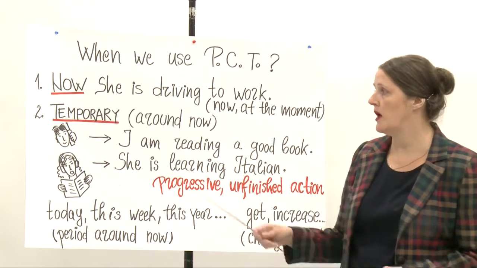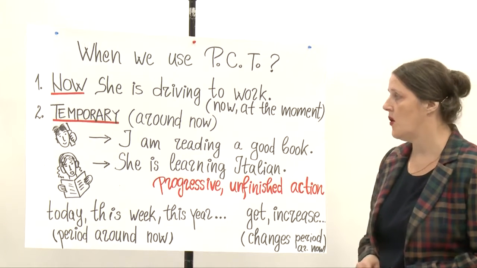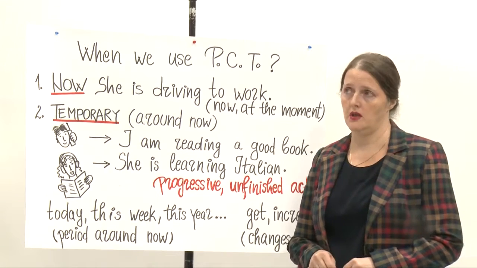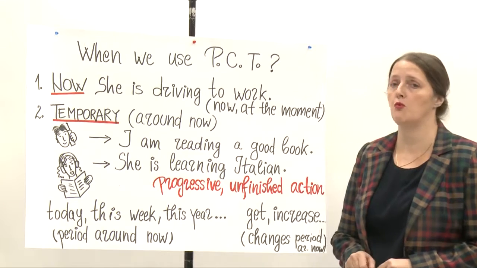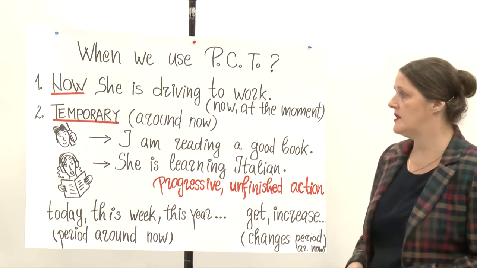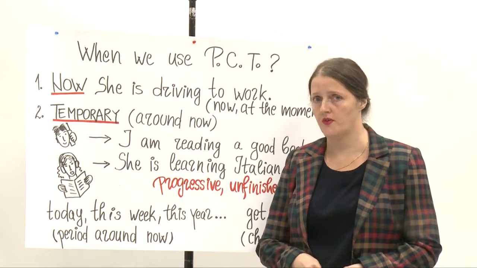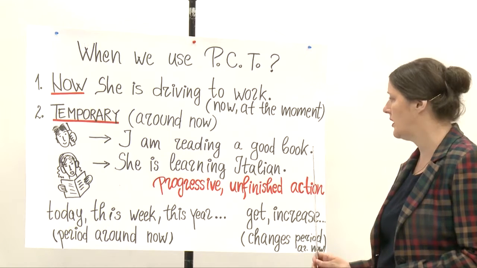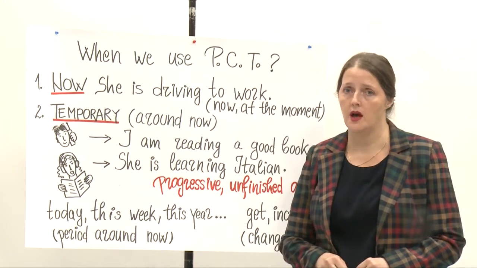And in a second way, we use the present continuous tense for temporary actions or actions that are happening around now. What does that mean? The action is not necessarily happening at the moment of speaking. Let's see the first example. Mark is on the phone. He's talking to a friend and he says, "I'm reading a good book." This means that he is not reading a book right now.